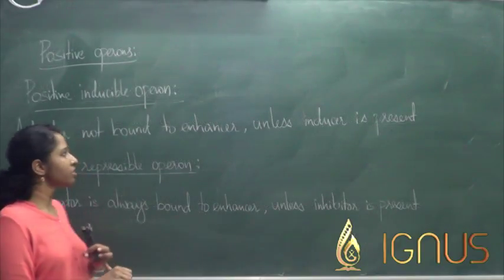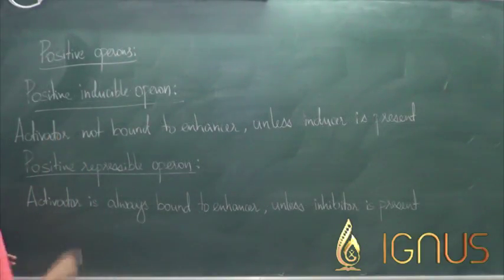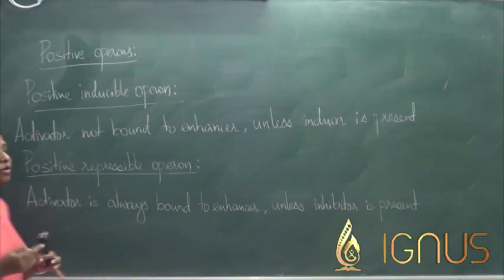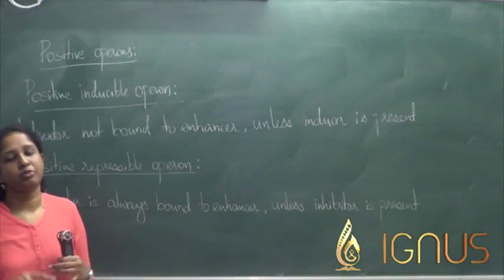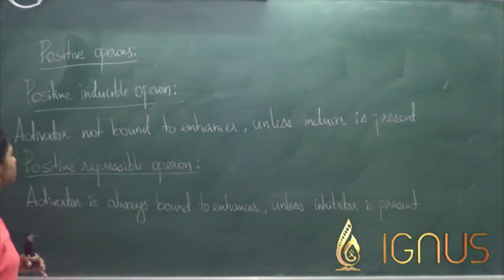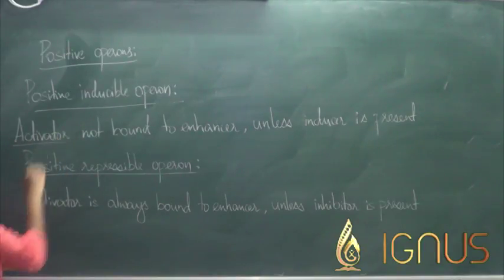On to the positive operons. Positive operons are also of two kinds. You have positive inducible operon and positive repressible operon. Now, in case of negative operons, the protein that was being used is the repressor. In case of the positive operons, the protein that is being used is the activator protein.